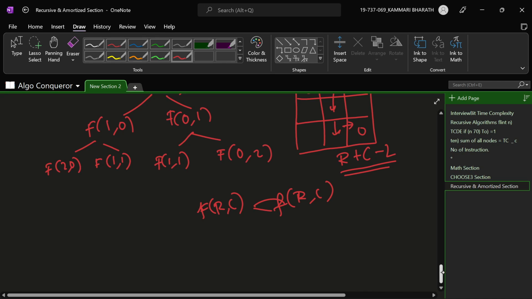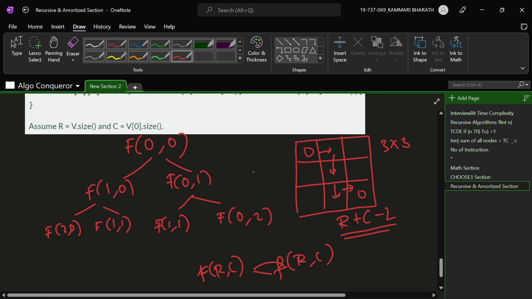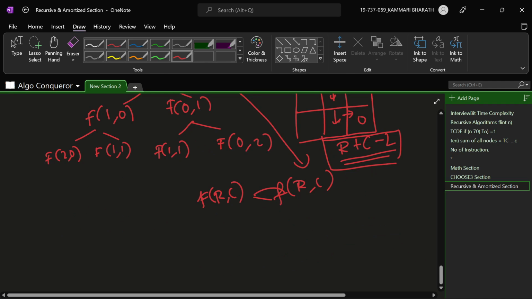So now you probably might have guessed, each level is equal to 1 step. We are making steps here. And how many steps does it take to get to the last cell, which is basically the height of the tree? This is r plus c minus 2. So the height of the tree is equal to r plus c minus 2. This is the height of the tree.